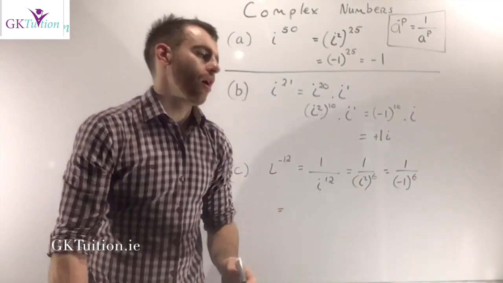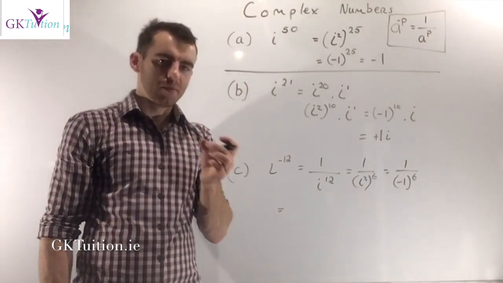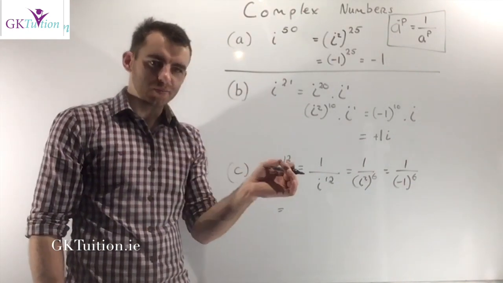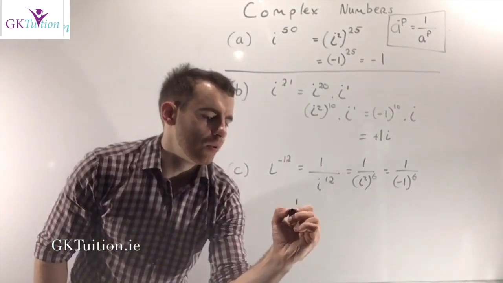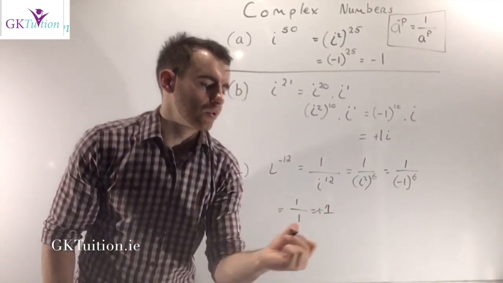And now to finish that one off, the bottom is minus 1 to the power of 6. That's 6 minuses, which is an even amount of minuses, which means it ends up as a plus. So you'll just end up with 1 over 1. Obviously 1 over 1, your final answer there is just plus 1.